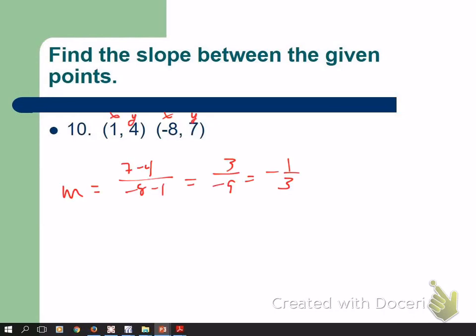And -1/3. The vertical change is -1. The horizontal change is 3. Okay?